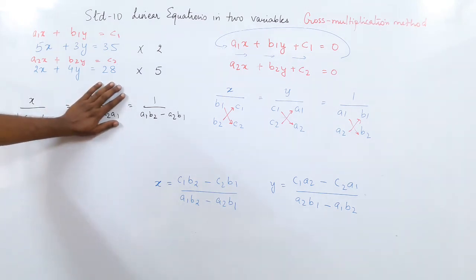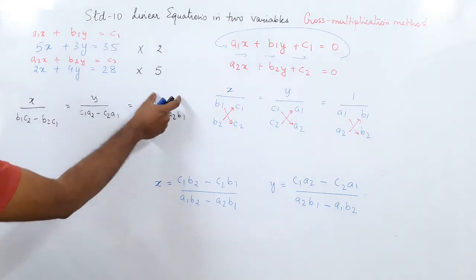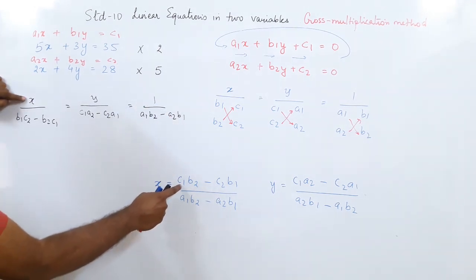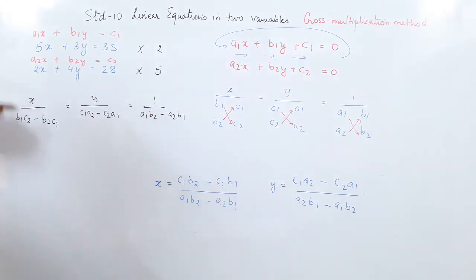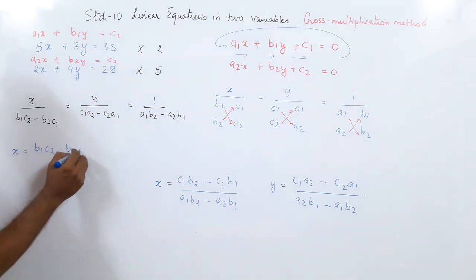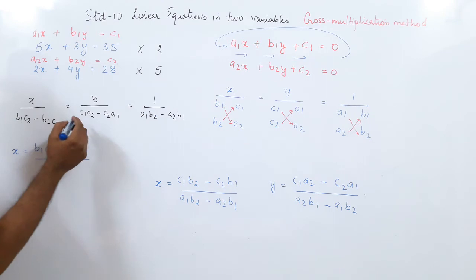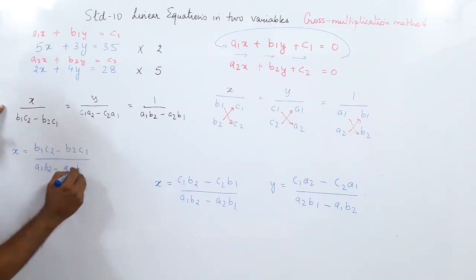So let me remove this. What is x? This denominator here will go in numerator. So you get x equal to b1 c2. Okay, here the sign is negative. Why? Because we took the minus, otherwise what should the x be equal to? x equals b1 c2 minus b2 c1 upon this one, a1 b2 minus a2 b1.